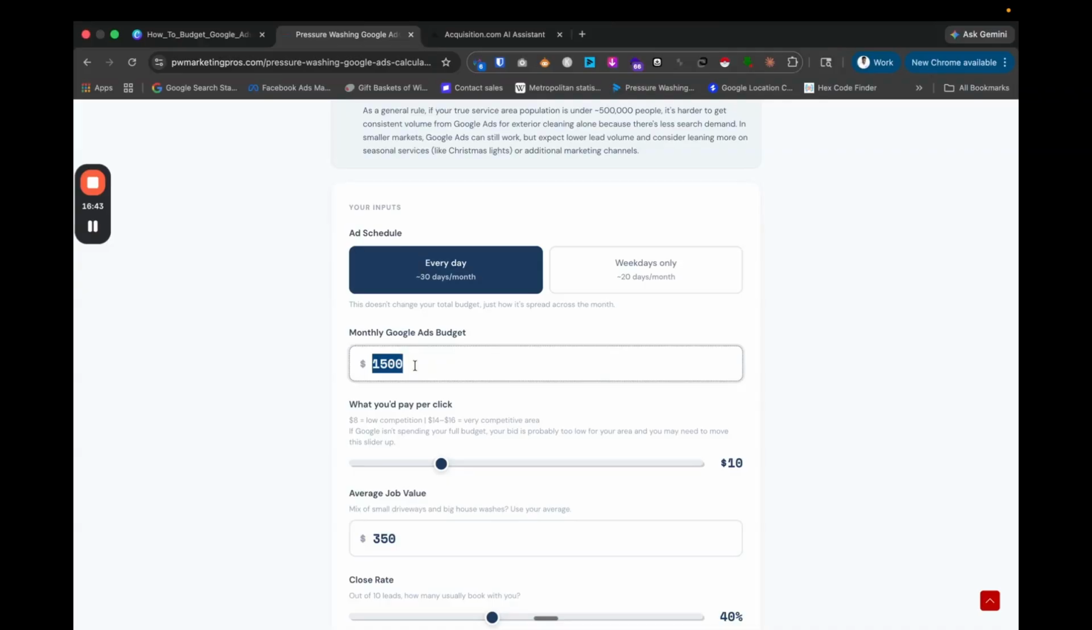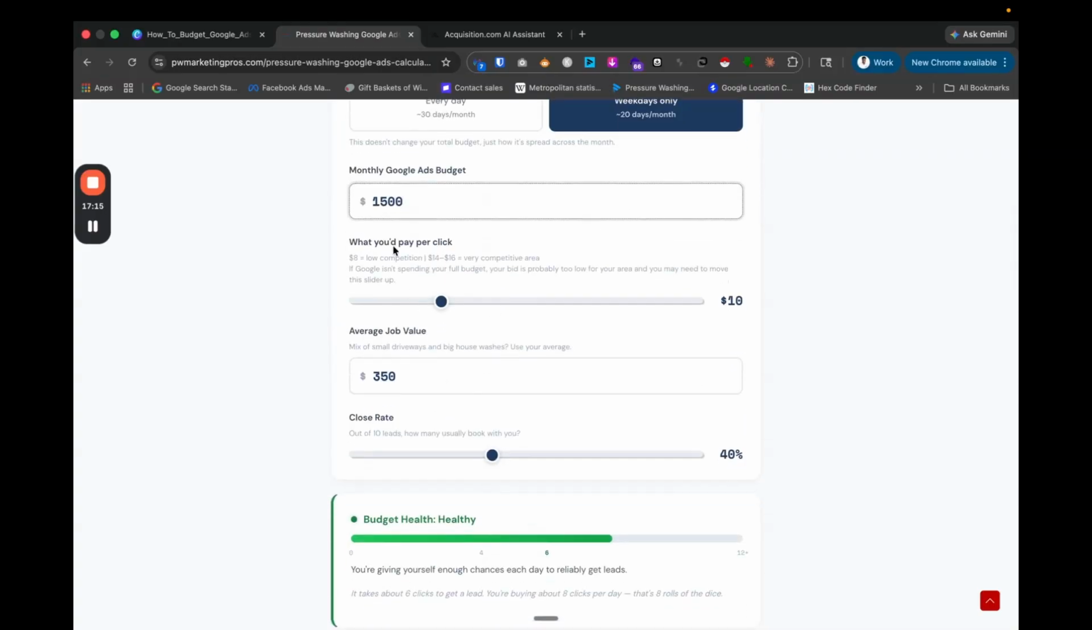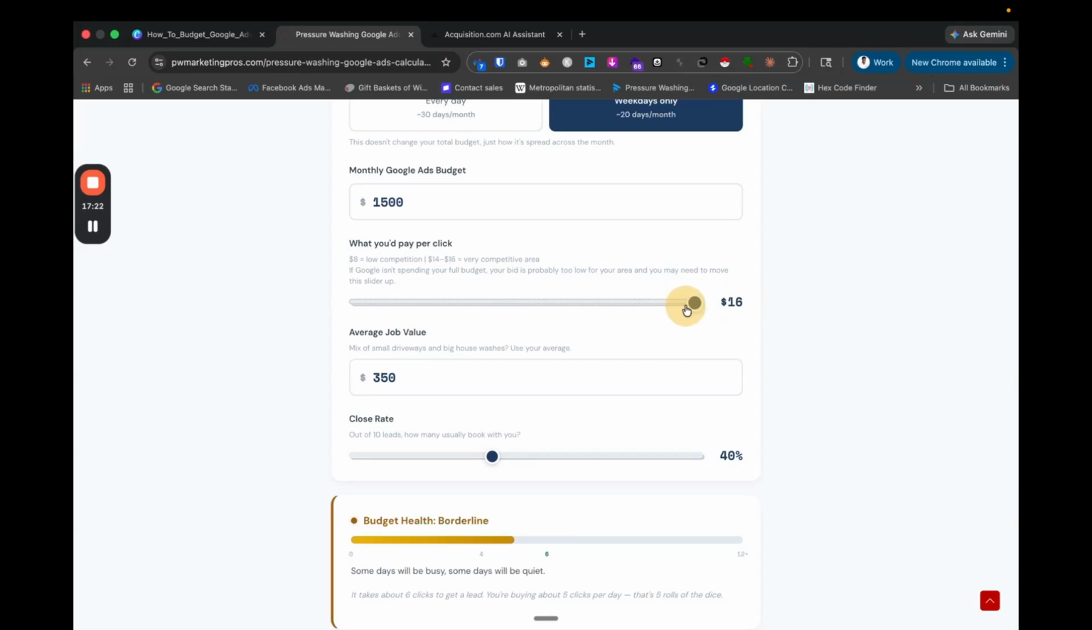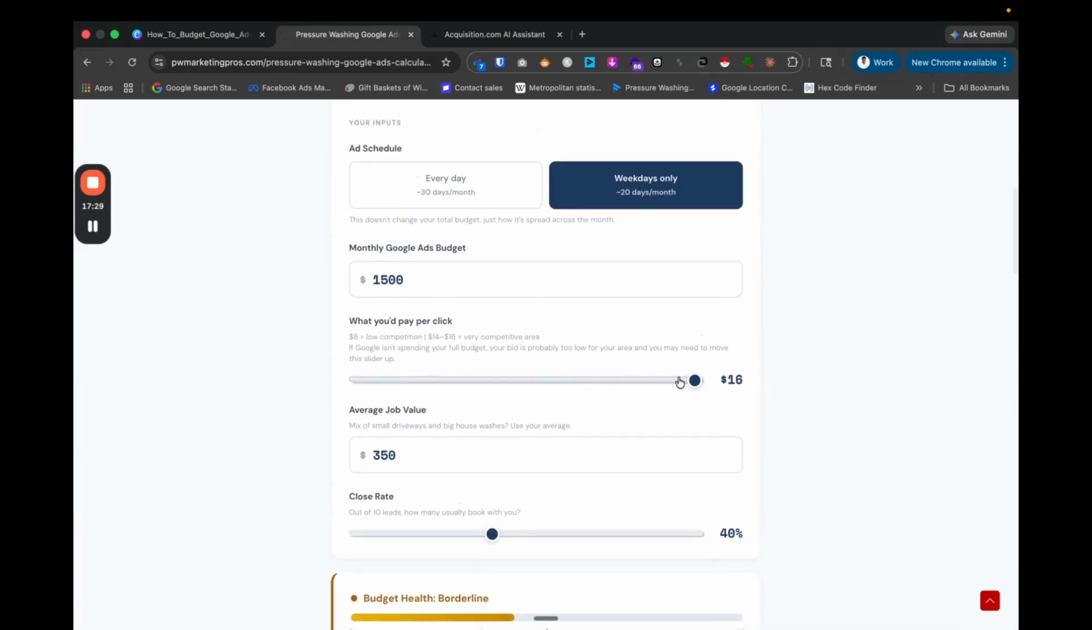I usually tell our clients $1,500 a month is what you should spend. We're gonna run it only on the weekdays, Monday through Friday. So let's say a $1,500 budget. Right here, you would just put your ad schedule, either every day of the month or weekdays only. And then I'd put my monthly Google Ads budget for our clients, which is $1,500. And then right here would be how much you'd pay per click. So you could determine if I were to pay $16 in my market, that determines all of these other math equations that are below, which I'll show you guys right now.